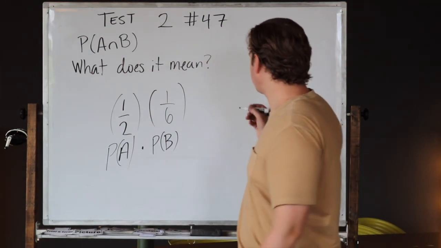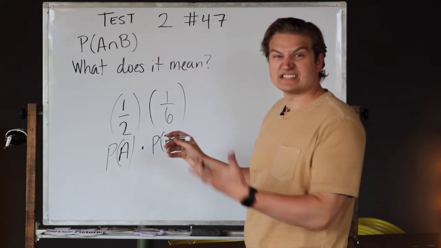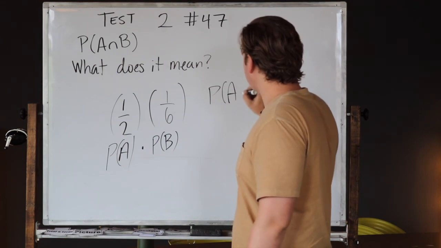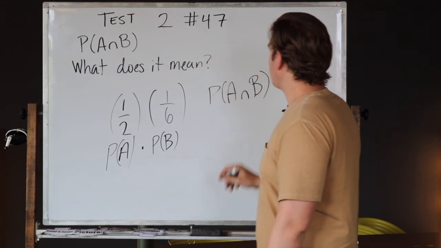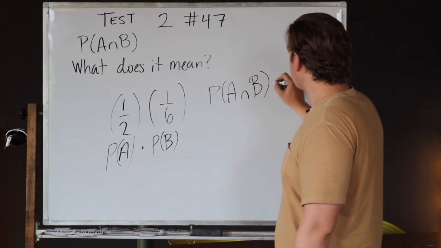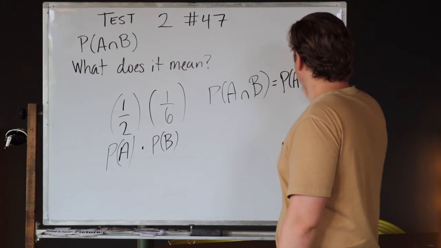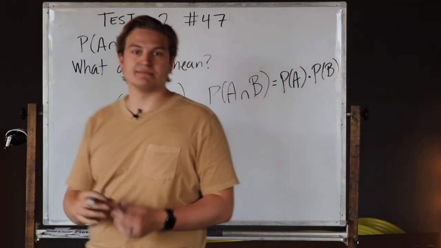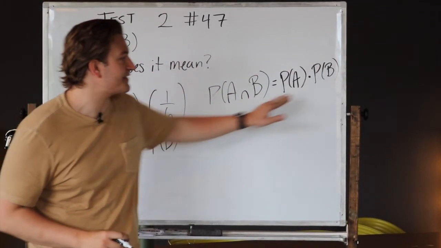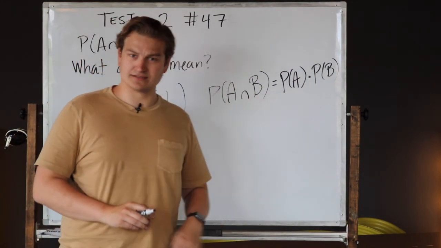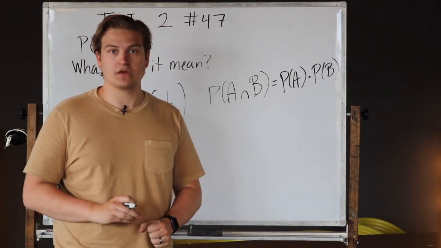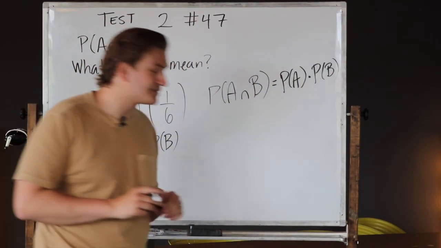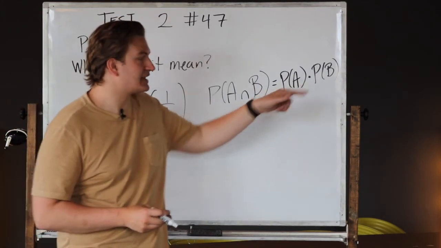And so here's the definition of this weird looking math language. Anytime you see something like this, the probability of event A and event B, this is the same thing as the probability of event A times the probability of event B. This is just the definition that you would learn in a stats class. So if you've seen this before, great. This might be an easy problem for you to answer. The answer is D, probability of A times probability B.